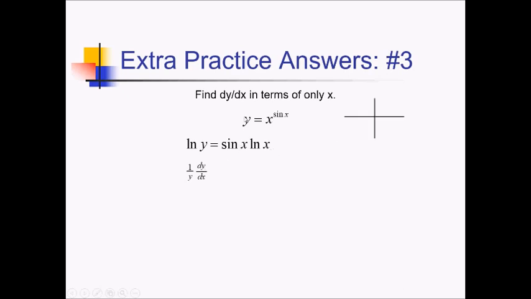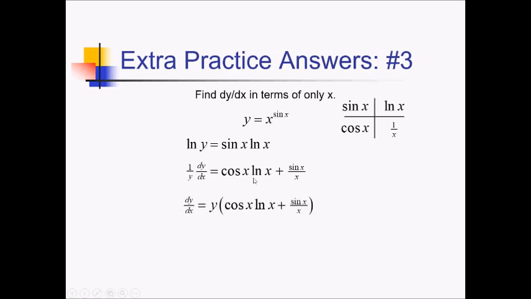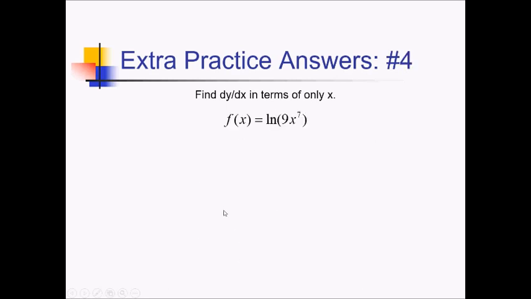So setting up my box and ribbon, I've got sine of x and ln of x, whose derivatives are cosine of x and 1 over x. Using the ribbon to put it back together, this is going to be cosine of x ln of x plus sine of x over x, or sine of x times 1 over x, either way. Now I have to get dy over dx by itself, so I'll multiply both sides by y. And instead of writing y times all this stuff, since I have to do my derivative in terms of only x, I'll replace y with the original here, x to the sine of x. And we're done.